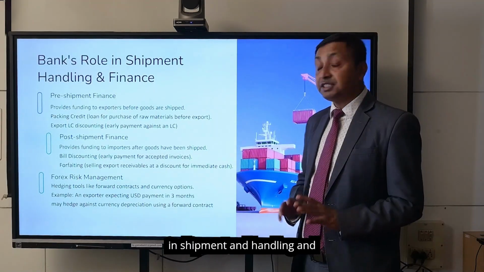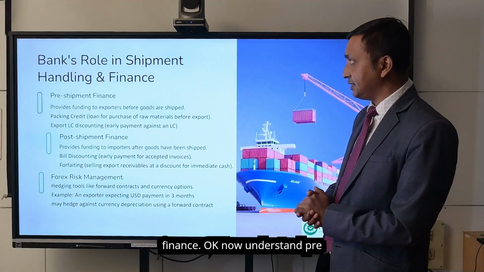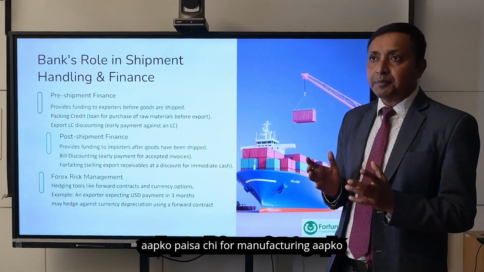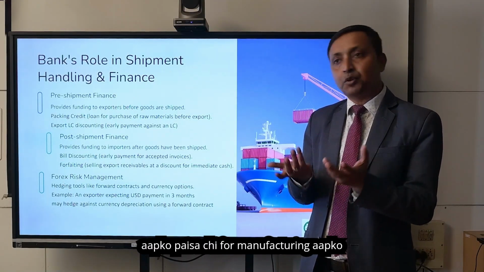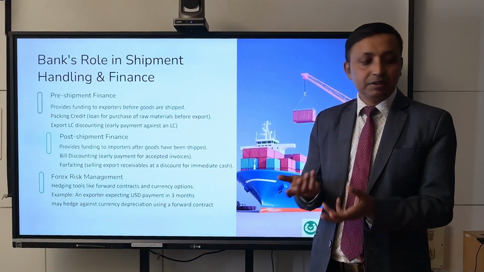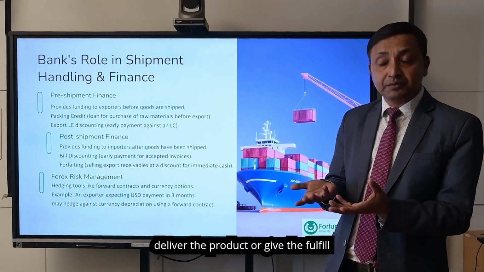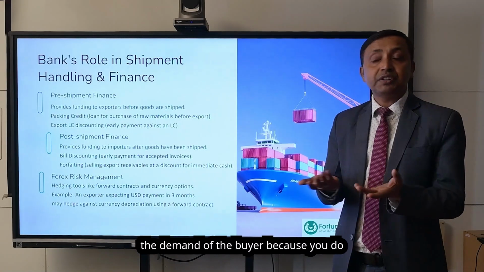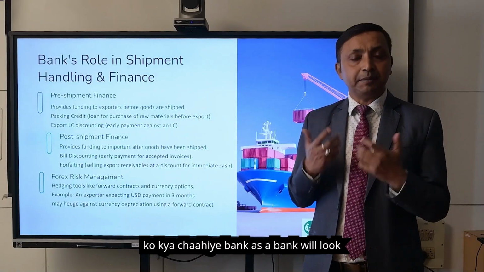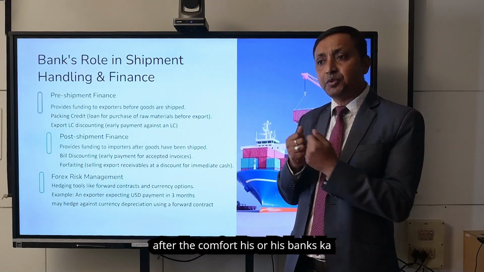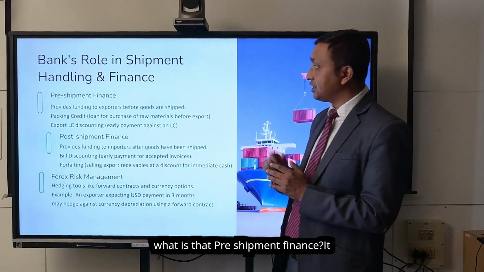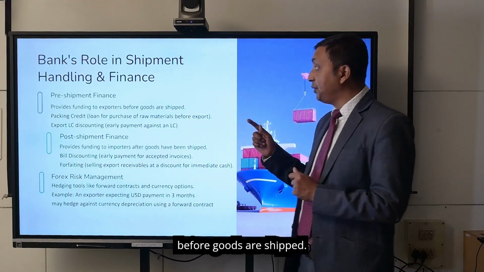Now, the bank's role in shipment, handling and finance. Okay. Now understand pre-shipment finance. You require money for manufacturing. You are getting the order, but even after getting the order you are not able to deliver the product or fulfill the demand of the buyer because you don't have finance. In that condition, it is known as pre-shipment finance. The bank, as a bank, will look after its comfort. The bank's money should not sink. That's the motto. So pre-shipment finance provides funding to the exporter before goods are shipped.